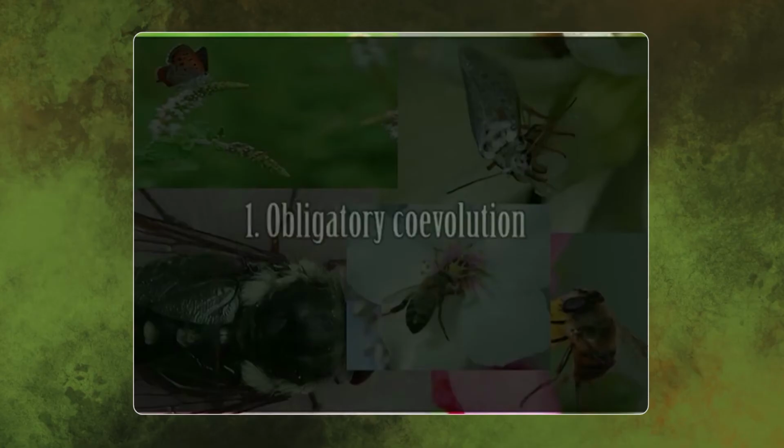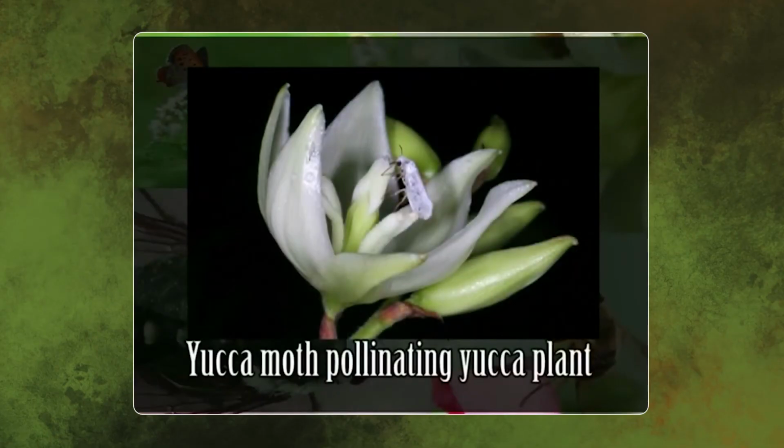The first is obligate coevolution, in which the reproduction of each partner is closely and directly dependent on the other, including extreme one-to-one coevolution systems. For instance, the pollination of yucca plants by the yucca moth.